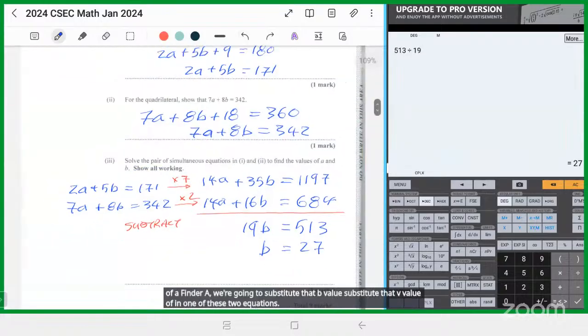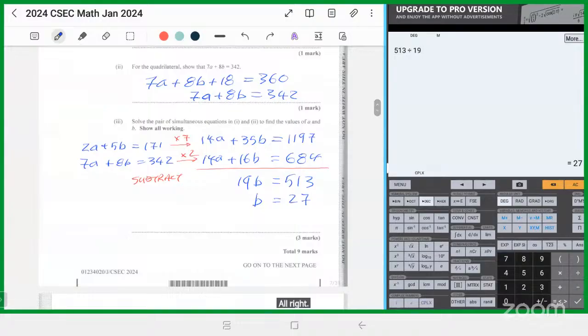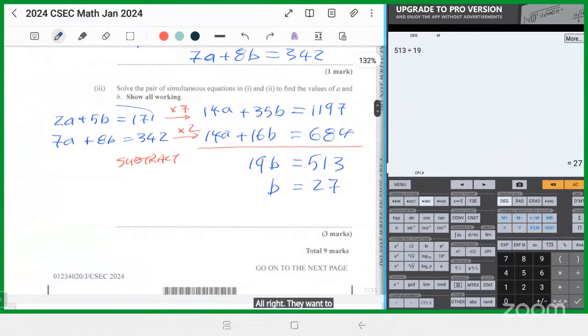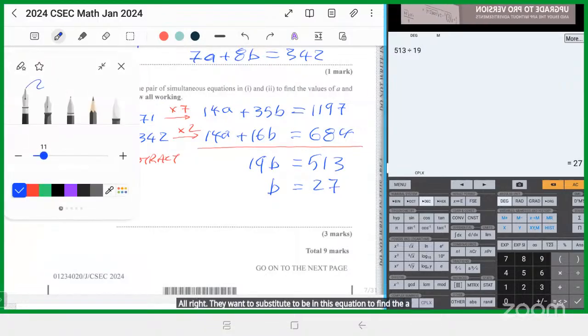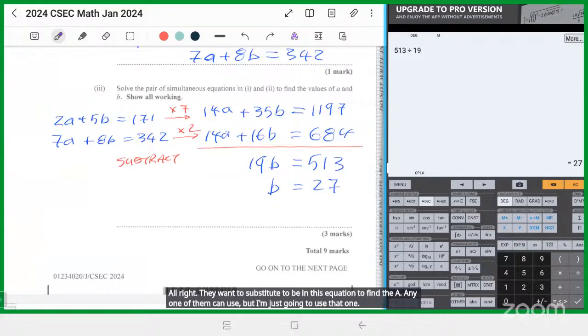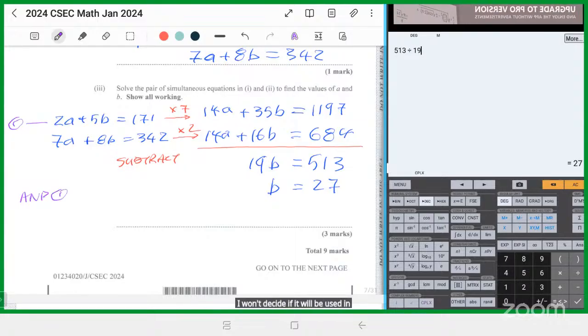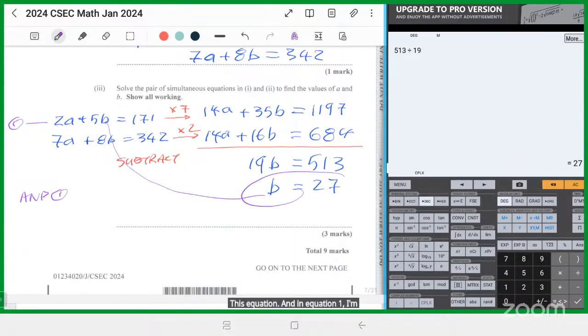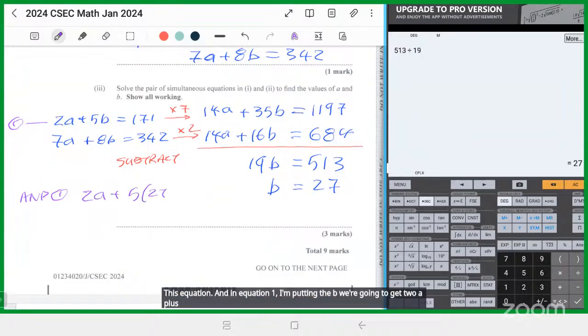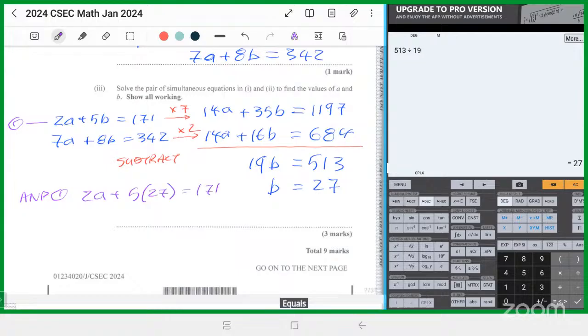All right? Notice they don't give a lot of space to work. So we're going to substitute the B in this equation to find the A. Any one of them we can use, but I'm just going to use that one. Let me write that one beside it, because we're using this equation. And in equation 1, I'm putting the B here. We're going to get 2A plus 5 times the 27 equals 171.